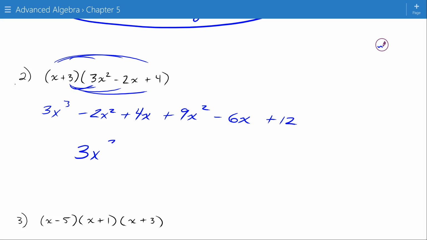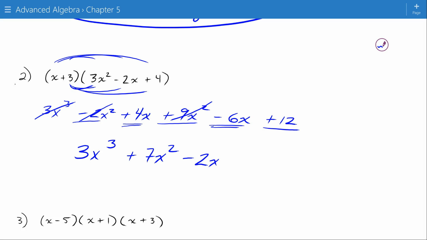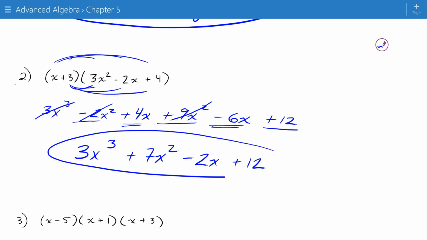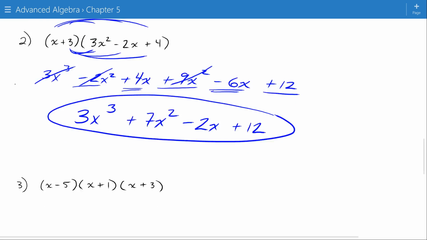We're going to go back and combine all our like terms, starting with the x cubes. Negative 2x squared and positive 9x squared will give me 7x squared. Positive 4x and negative 6x is going to give me negative 2x. And I still have a positive 12 at the end of the problem. We've used all our terms, so that would be our finalized answer.